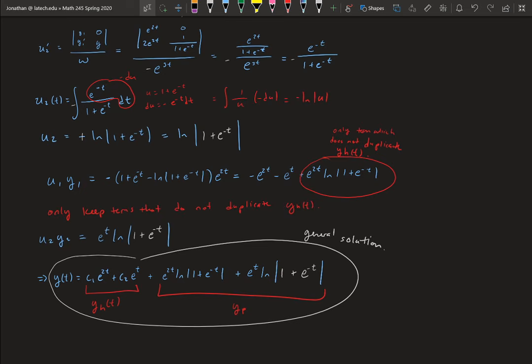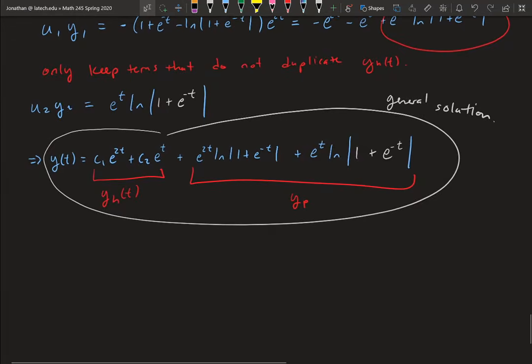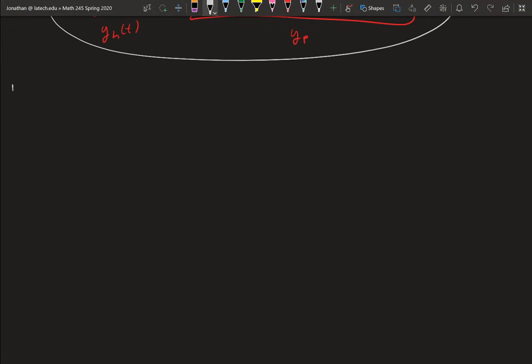I'll do one more example here. And it'll be something like y double prime plus y equals tan x. And this will assume that x is between 0 and pi over 2. Basically a portion of the domain of tangent.